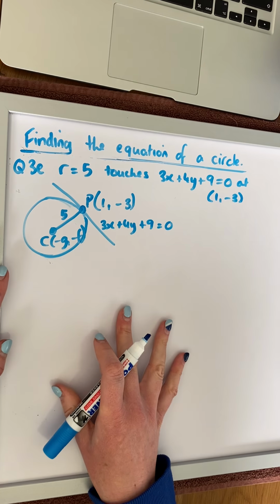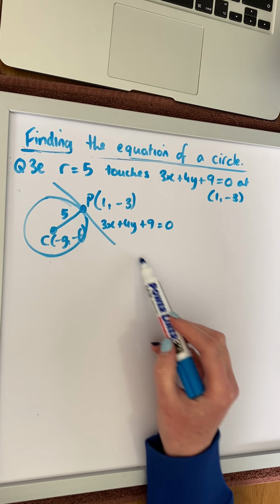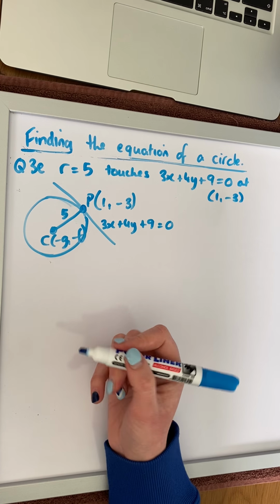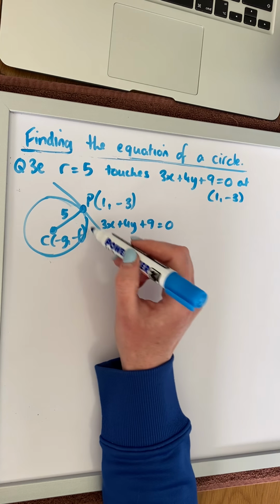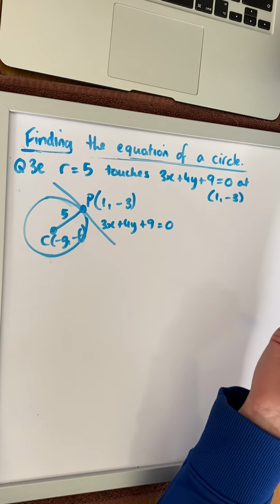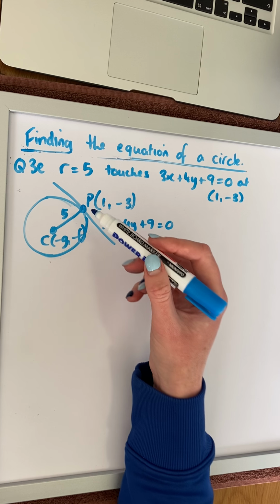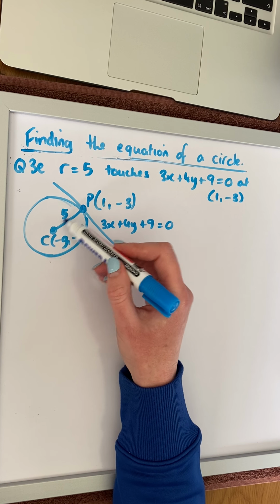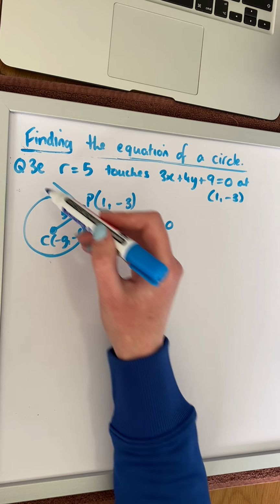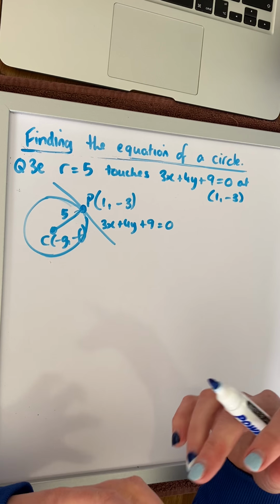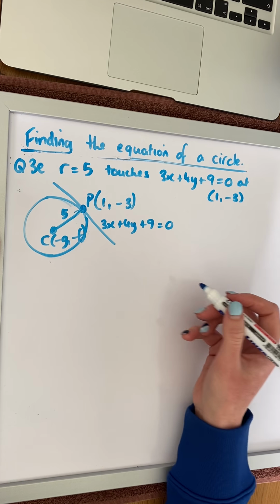So a couple of things that we can take from this information. The perpendicular distance from the center point to the line is equal to 5, so we can use that information to form an equation. We know that the point (1, -3) satisfies the circle equation, so we can use that to form another equation as well. Or we can also use the fact that the line from C to P is perpendicular to our tangent. So we have three pieces of information that we can take from there. We won't need all three, but we'll look at it as we go.